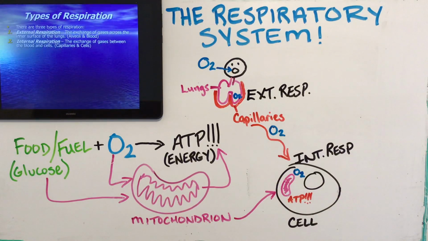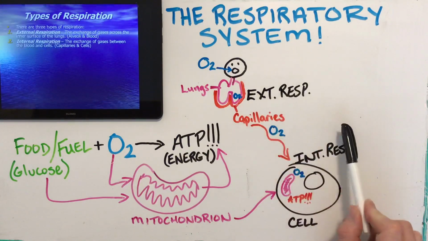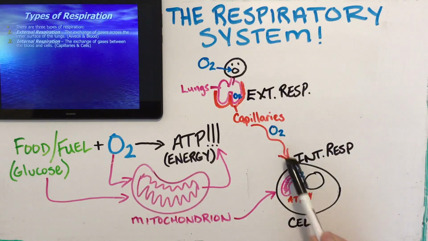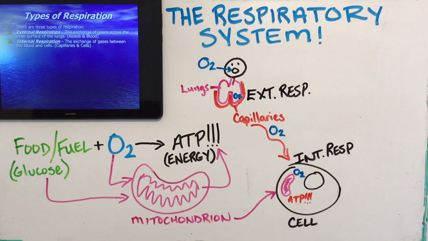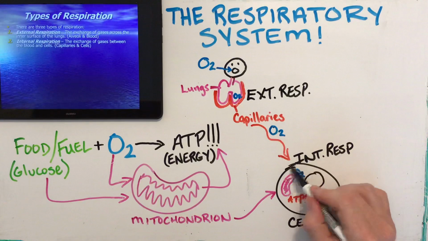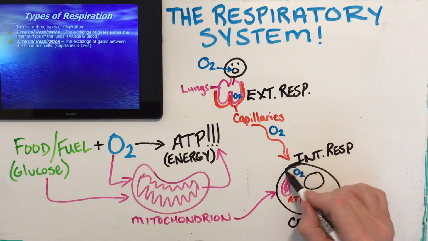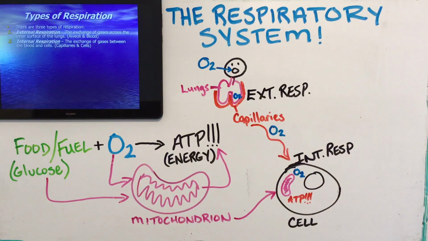All right? So this is another exchange. Just like here, O2 in and CO2 out. Here the O2 comes in across the cell membrane, and CO2 that is made by the cell would go out into the blood. So if we look at it, as the oxygen crosses the cell membrane right here, that's internal respiration.